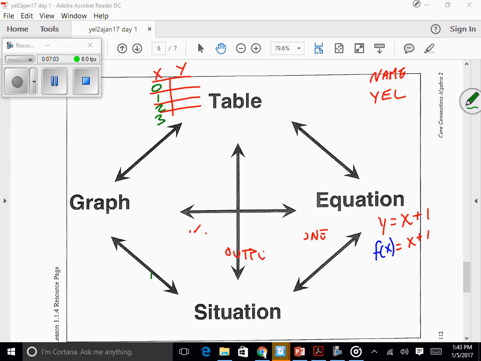Let's try this. We got 4 tables, 4 partners using this equation here. I want to get the partner to answer when x is 0. Table 1, when x is 0. Table 2, when x is 1. What will y equal? What will the function equal? What will be the output? Table 3, when x is 2. And then Table 4 up front here, when x is 3. Pause a moment, decide who's going to answer.